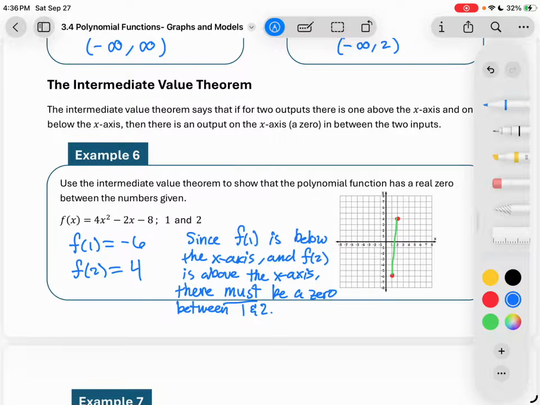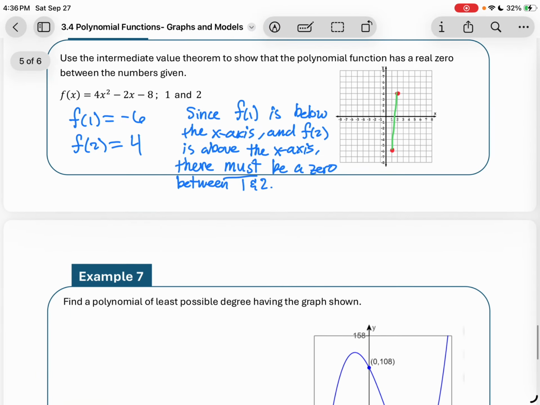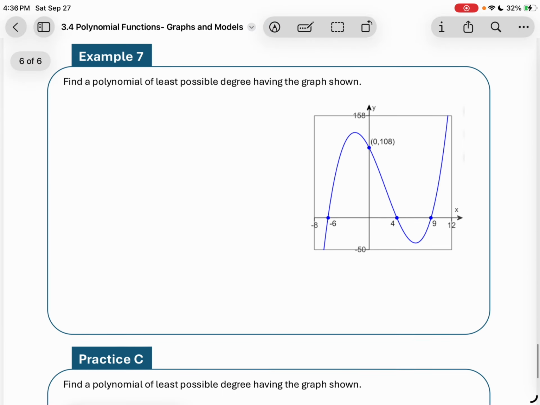We know there has to be a 0 between 1 and 2. So that's the intermediate value theorem. Okay, we're almost there. Let's take a look at example 7.